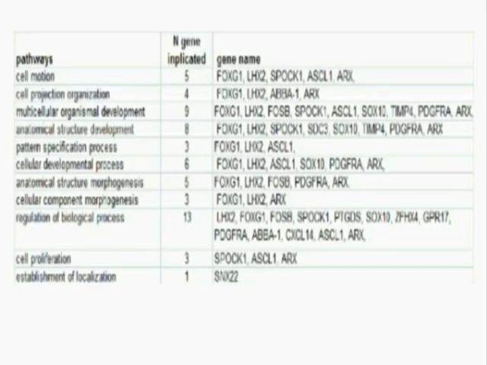Here in this slide, the genes are organized upon the pathway where they are involved. As you can see, again several genes are involved in anatomical structure morphogenesis, but we also found genes implicated in cell proliferation, and there are several genes, 13 genes, implicated in the regulation of biological process.